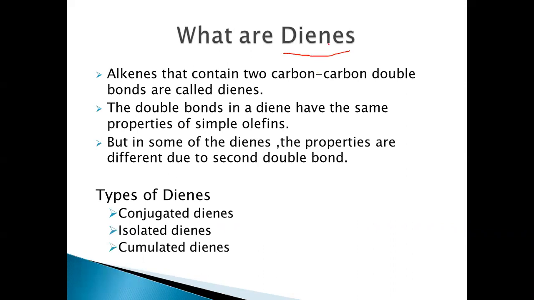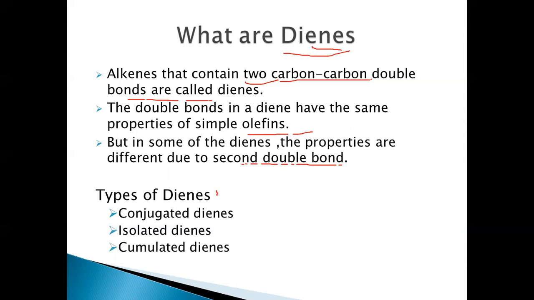Dienes, as the name itself shows: enes means alkenes, having a double bond. Dienes is nothing but having two double bonds, so two carbon-carbon double bonds are present. Alkenes which have two carbon-carbon double bonds are called dienes. The double bonds of dienes sometimes have the same properties as simple olefins, that is simple alkenes, but sometimes the properties are different from those of simple alkenes because of the presence of the second double bond.